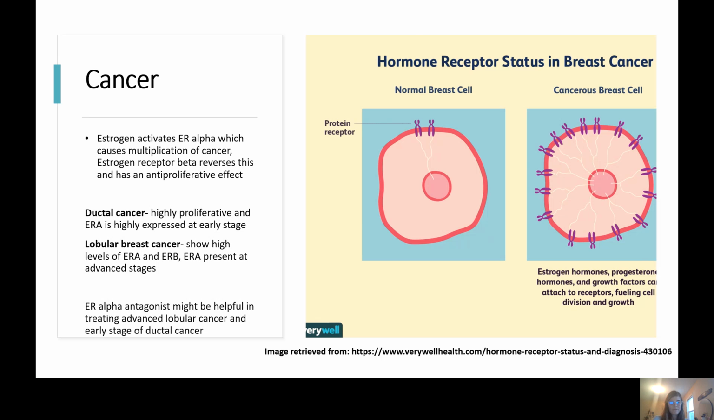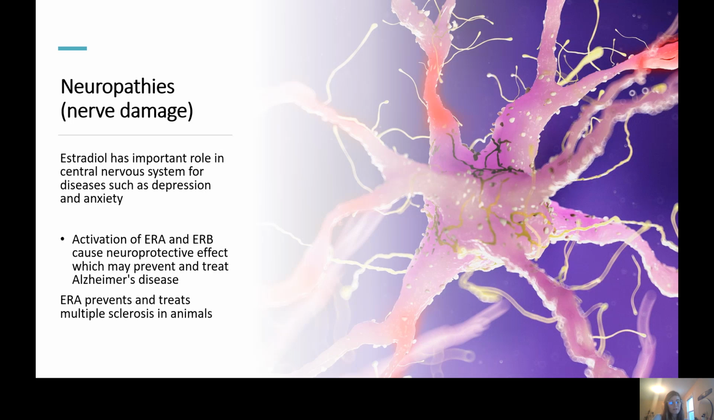So yeah, this is for nerve damage, and estradiol is important in the central nervous system for diseases such as depression and anxiety. So activation of estrogen receptor alpha and beta, they can cause neuroprotective effect, which prevents and treats Alzheimer's disease. And the alpha receptor prevents and treats multiple sclerosis in animals usually.